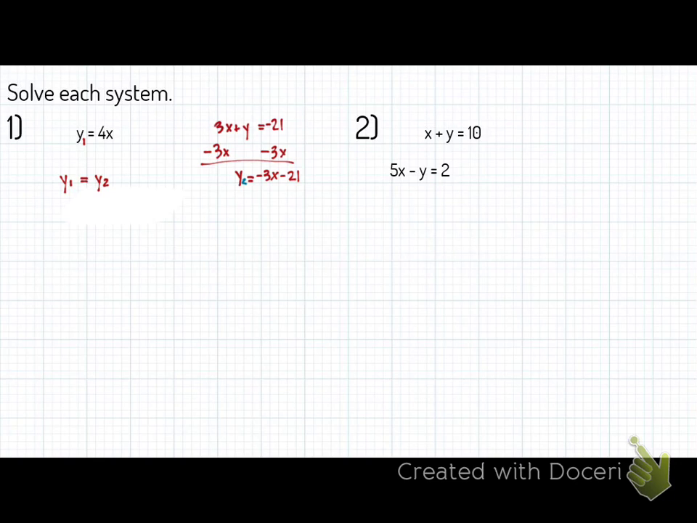Because remember, on the graph, when we put them on the same graph, where the lines cross, that's where the answer is, okay? So since I know y1 is equal to this amount here, I'm just going to take 4x and put it here instead. So I'm going to bring it down, and instead of y sub 1, I'm just going to bring down 4x, okay? I'm substituting, okay? Bring down my equal sign. My y sub 2 now, if you notice, is equal to negative 3x minus 21. I'm going to bring that over here.